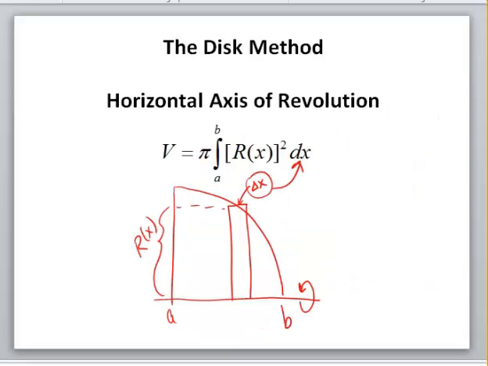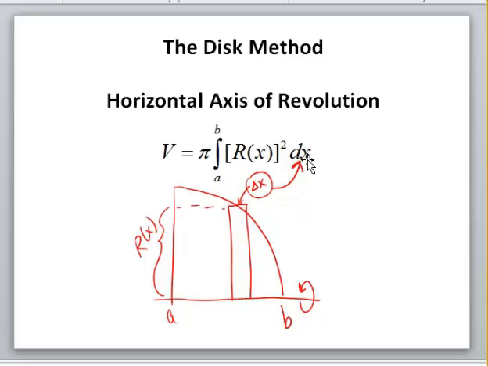There are two types of disc methods. You have a horizontal axis of revolution. That's where you're rotating it about the x-axis, and that's when you have a dx, or a change of x. Notice we are saying it's pi times r squared, the function squared, and then we have our change in x, so our height.